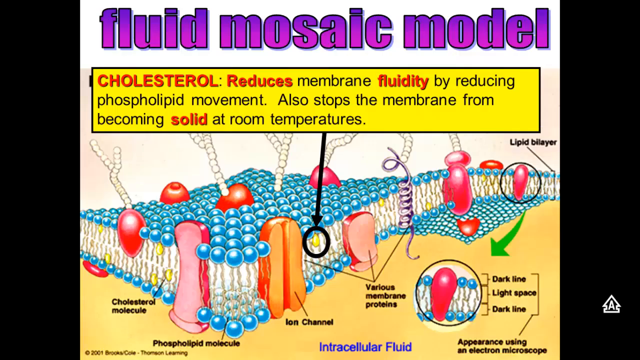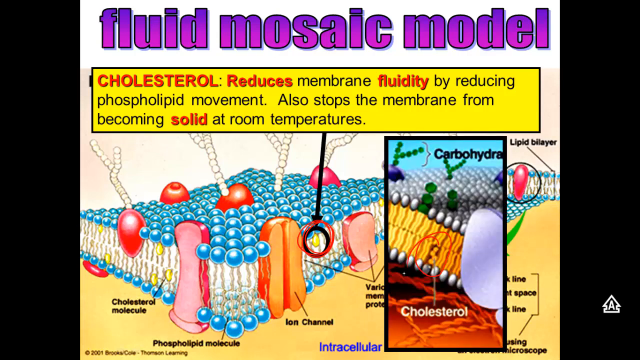Cholesterol is another big part of your fluid mosaic model, and that's because cholesterol keeps the membrane from getting too fluid, and it also keeps the membrane from becoming solid when the body reaches room temperatures. Okay, here's cholesterol here. It's got a definitive 4-ring structure.